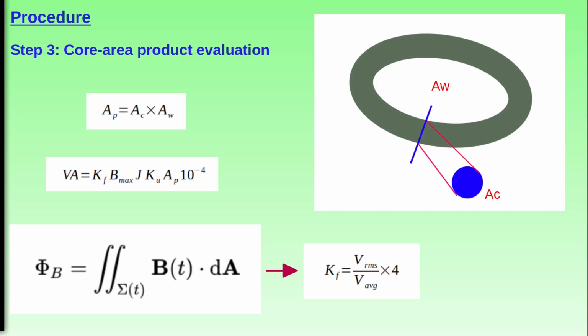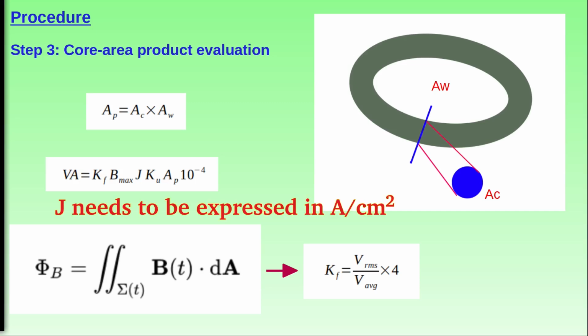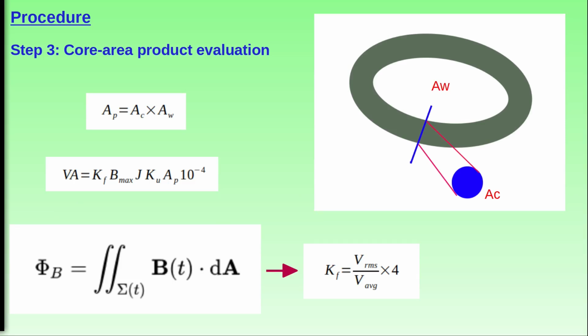The current density J is the ratio between the current in the wire and the sectional area of the wire, and it is expressed in amp per square millimeter. Ku, the winding utilization, is directly correlated with the space occupied by the wire when winded around the core, and therefore depends on its geometry. An acceptable value for a toroidal core is around 0.4.